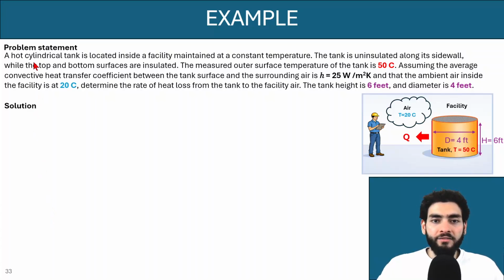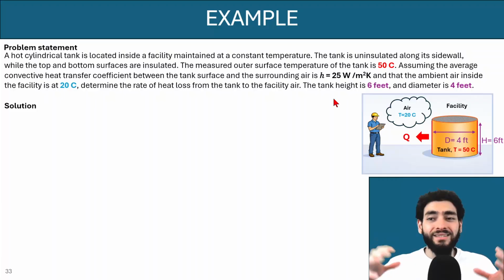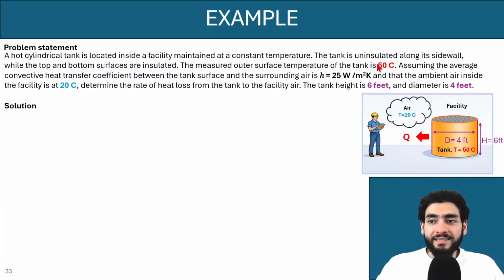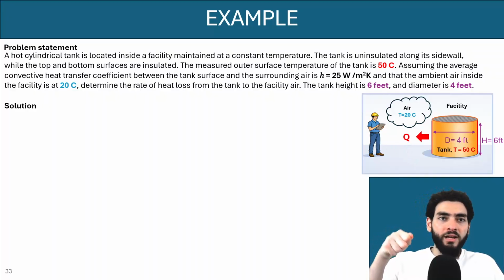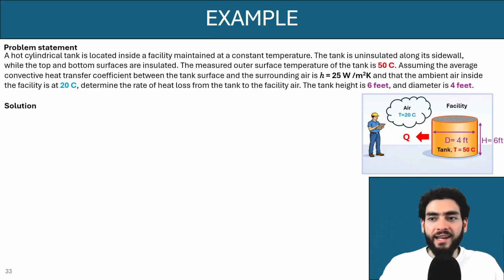So let's say you have a hot cylindrical tank that's located inside a facility and it's maintained at a constant process temperature. The tank is uninsulated along its side walls, while the top and the bottom surface of the tank are insulated. Let's say somebody walks to the tank with a thermal probe, touches the tank walls, and measures the outer surface temperature, and he sees that the temperature is 50 degrees Celsius.